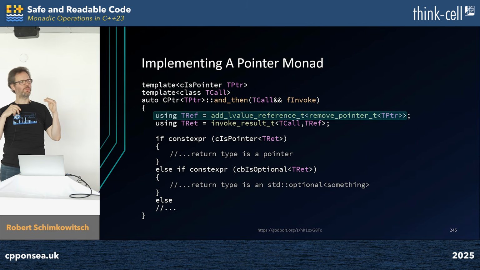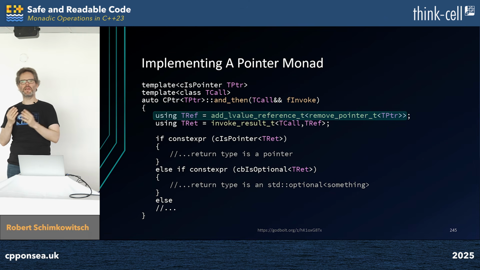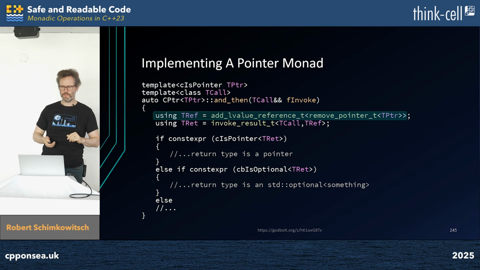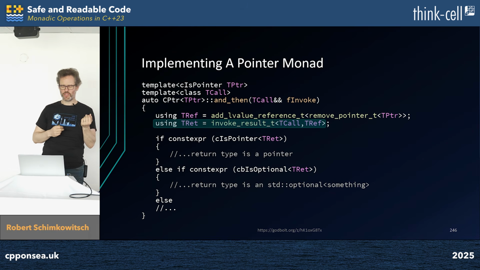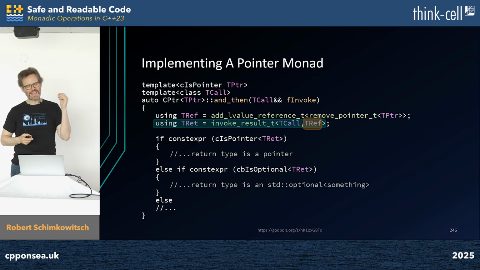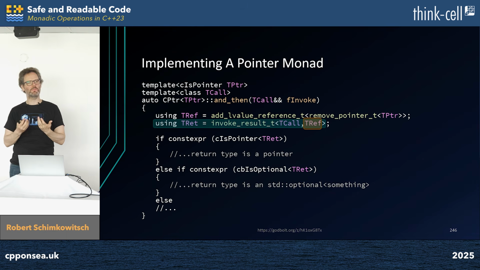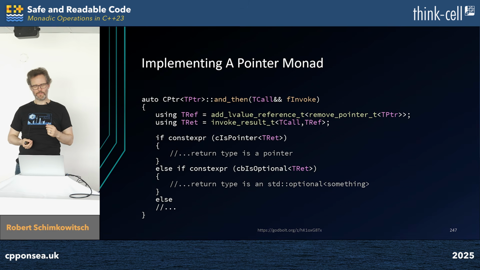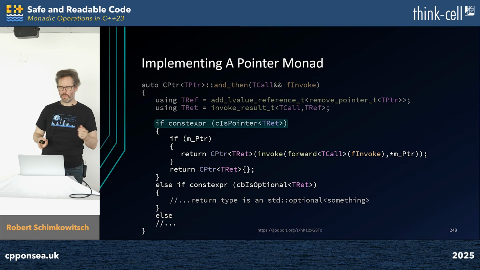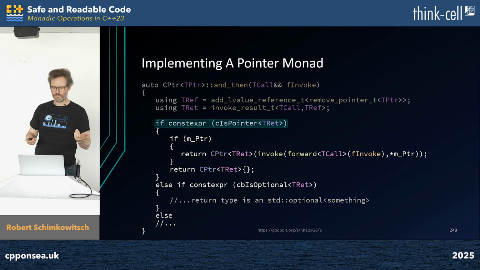Inside, I prepared two helper types. The first, TRef, is the reference type, the matching reference type to the pointer type. And TRet is the return type of the function, which gets a reference now and not a pointer. So the function itself does not need to check the pointer if it's null. Then we have two branches. The first branch is for callables which return pointers.